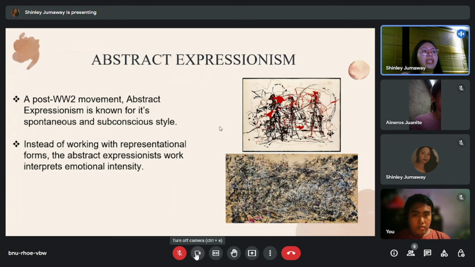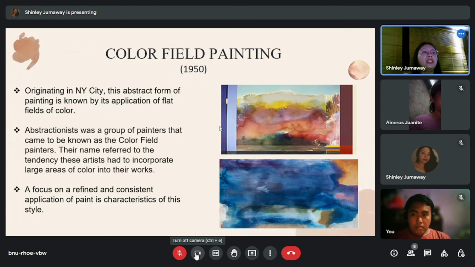The next one is color field painting. During the 1950s, originating in New York City, this abstract form of painting is known for its application of flat fields of color. Abstractionists were a group of painters that came to be known as the color field painters. Their name referred to their tendency to incorporate large areas of color into their work. A focus on a refined and consistent application of paint is characteristic of this style.